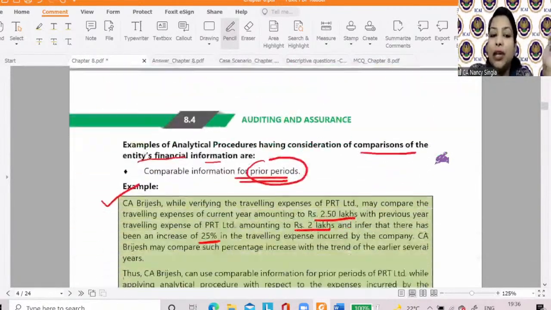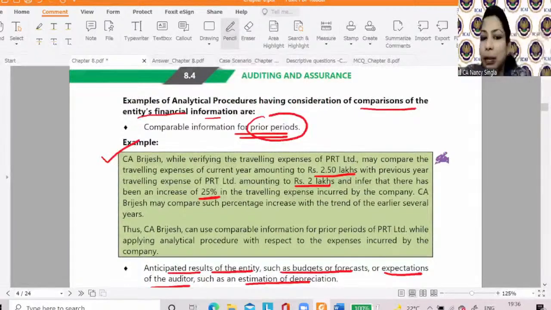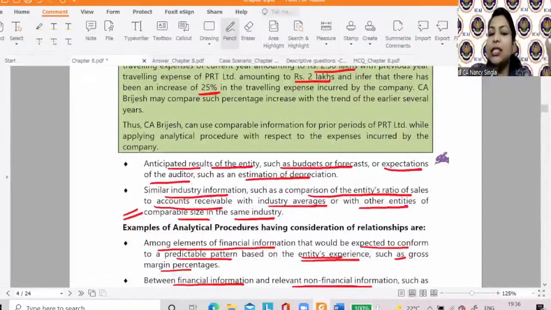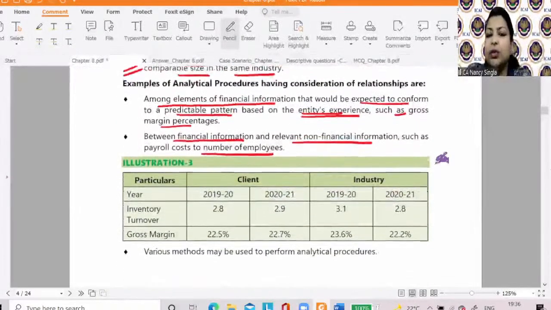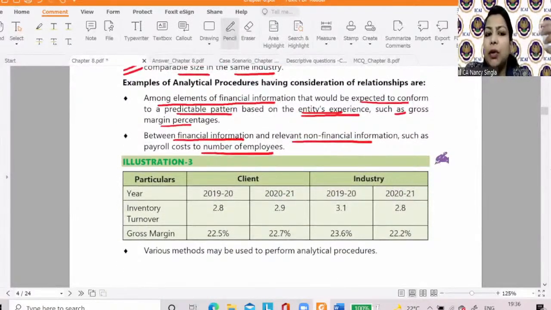If you are comparing, it can be with prior period, budgets, forecast prepared by management or expectation of auditor. You can compare it with industry information also. And relationship can be what? Among elements of financial information, or among what? Financial information and relevant non-financial information.